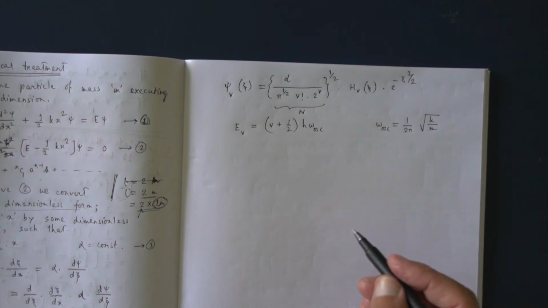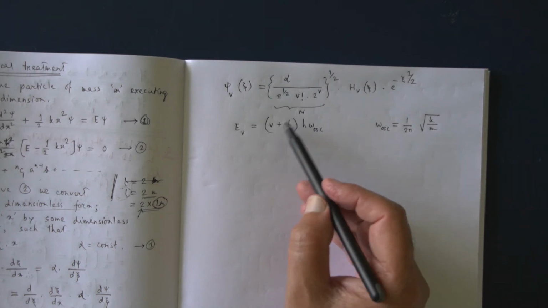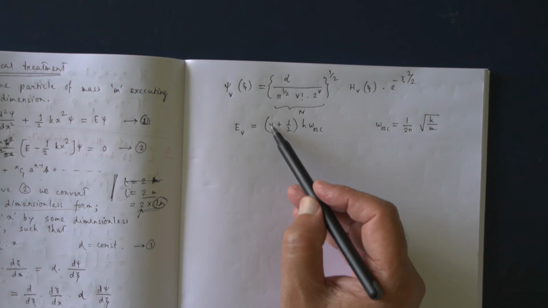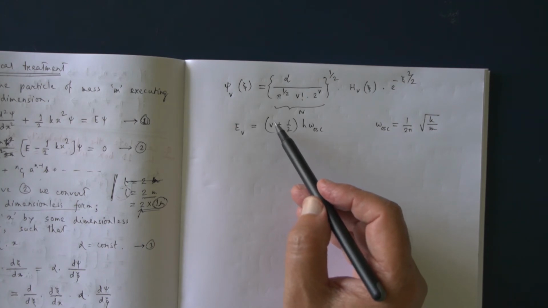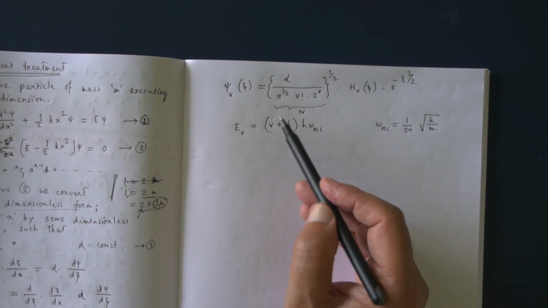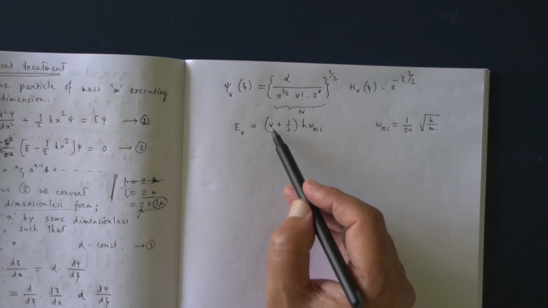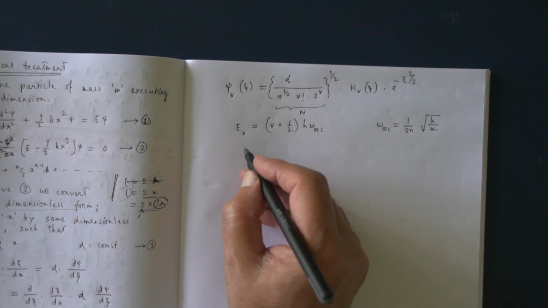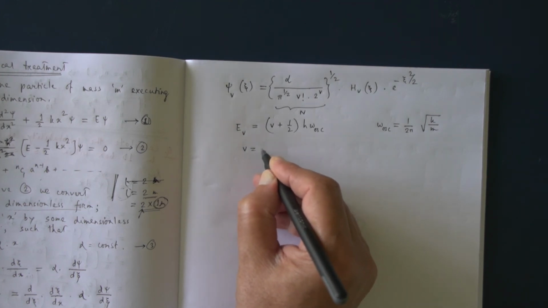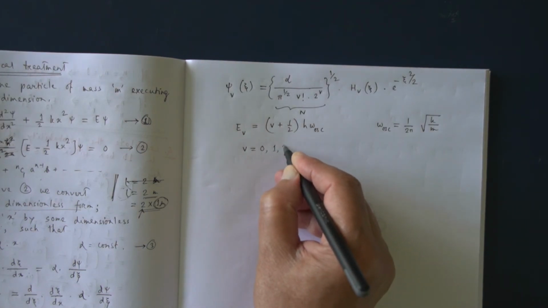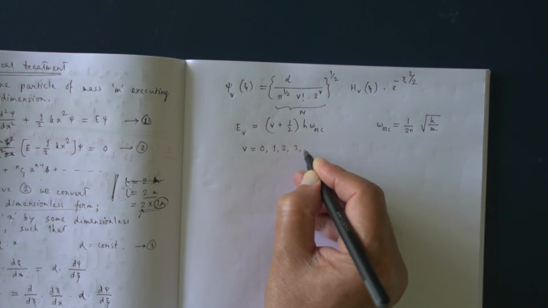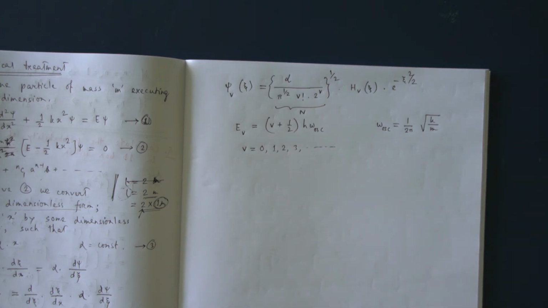Now here we are getting one quantum number. So we have one variable x, and correspondingly we are getting one quantum number v. Now here the value of v may be 0, 1, 2, 3 and so on.